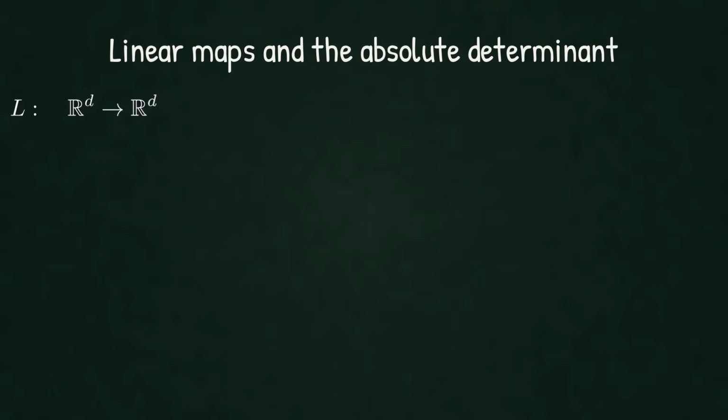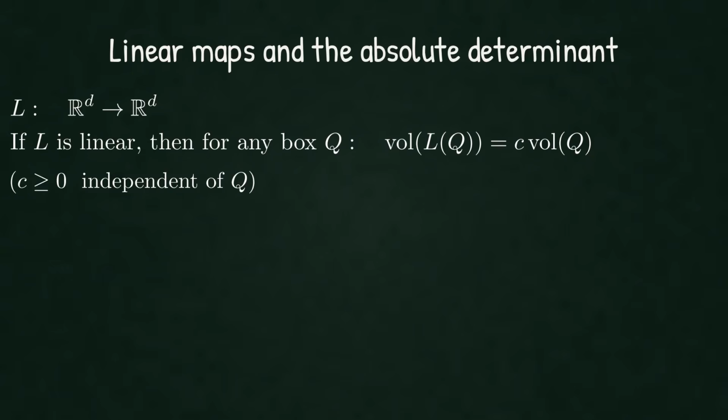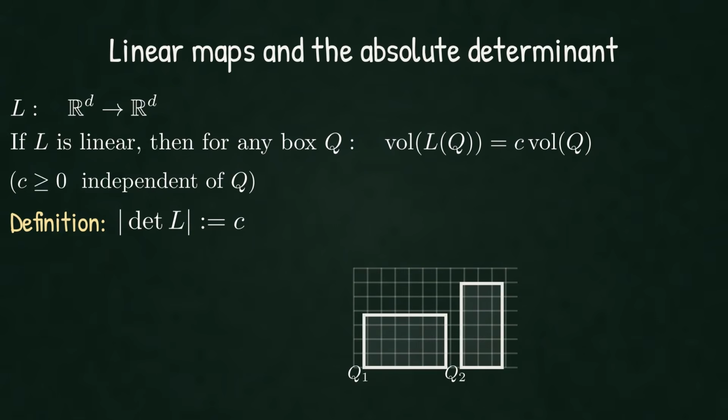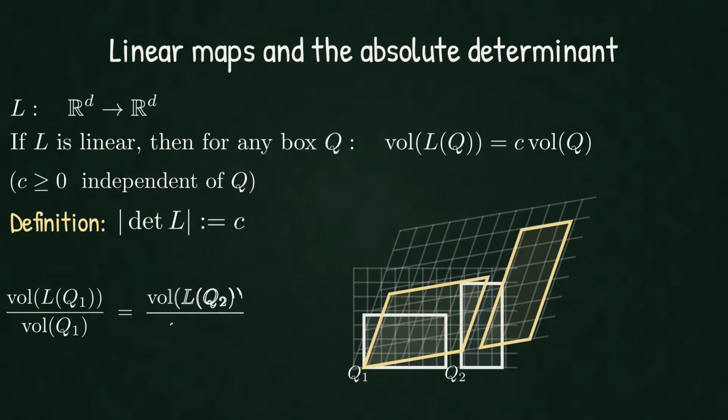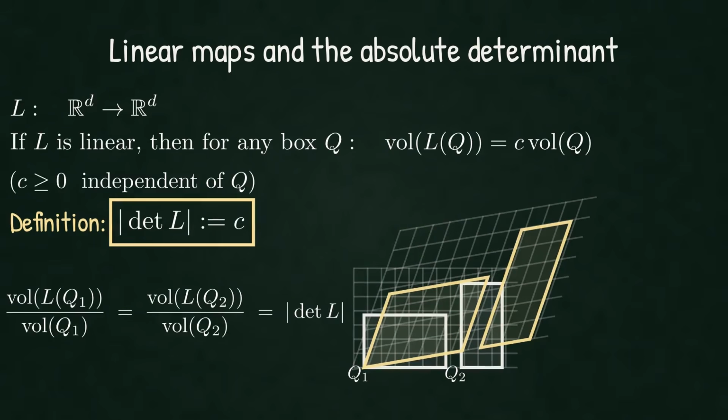Consider a linear map L from d-dimensional real space to itself. Here's a fundamental observation. For any box Q with non-zero volume, the volume of L of Q equals some constant C times the volume of Q. This constant C is independent of which box you choose. We call this constant the absolute determinant of L. Look at the two different boxes Q1 and Q2. Both get transformed by the same linear map. The ratio of image volume to original volume is the same for both. That's the absolute determinant of L.